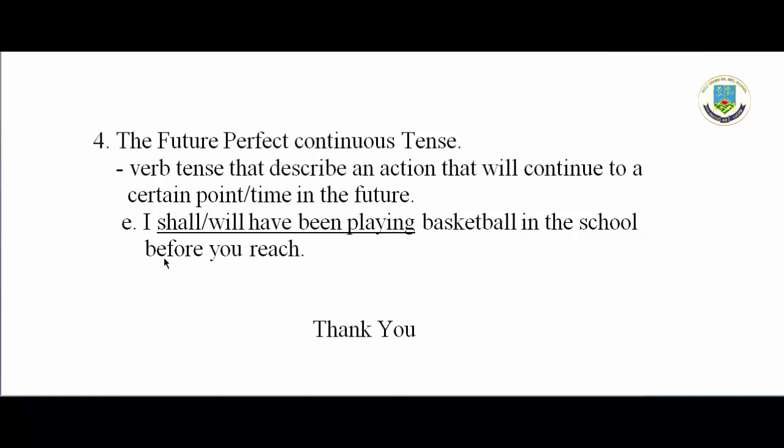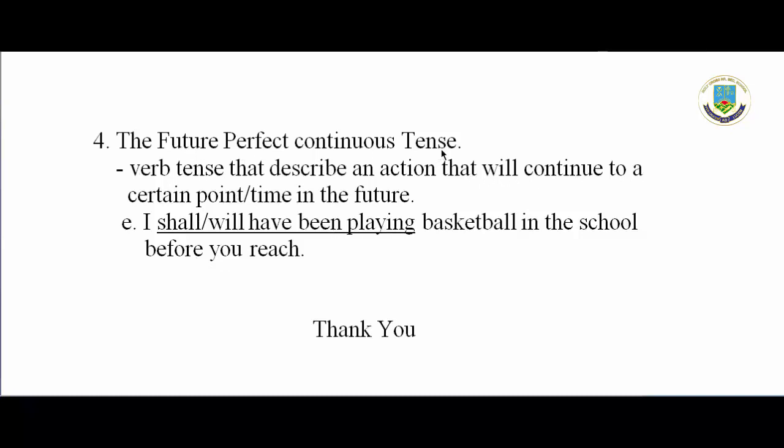Again, the last part of the sentence: before you reach. You remember this part. Now take the whole sentence. I shall or I will have been playing basketball in the school before you reach. Okay, before you reach a certain point, that is the point or the time you reach. I will have been playing basketball. An action that will continue to a certain point. To the point you reach, I will be playing.